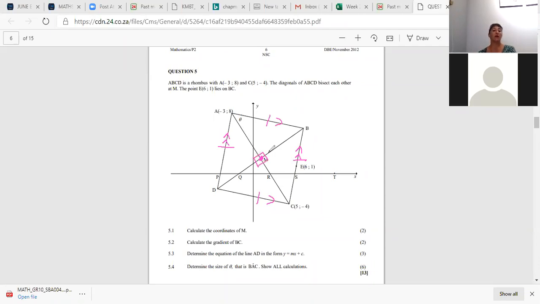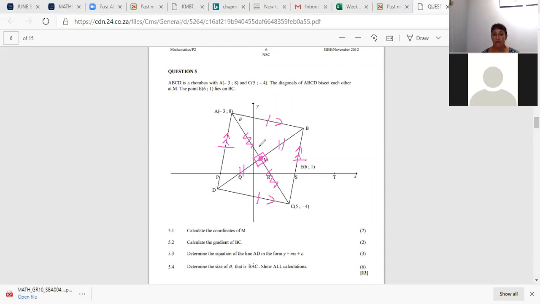All right. So that tells you a lot, because what are we thinking about with parallel lines? We think of the same gradient. Parallel lines, same gradients. What do we know about perpendicular lines? Perpendicular lines have opposite gradients. Right. And if the diagonals bisect each other, then we have a midpoint happening. Right. So instinctively, we would want to find M. Now, that is the first question.